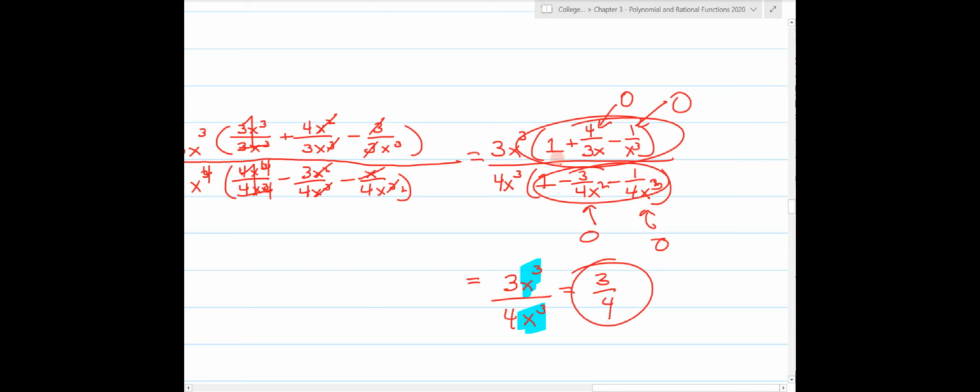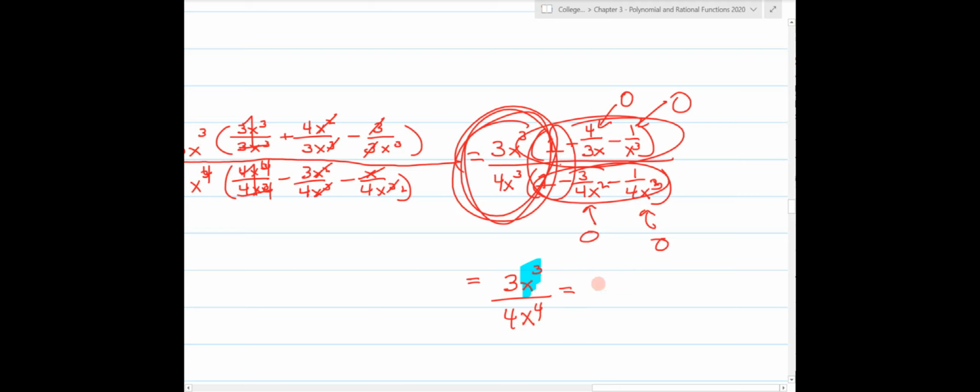Do they still go to 0? These still go to 0. This still goes to 1. So I'm still only looking at my leading degrees or my leading terms, right? But now my leading terms are 3x to the third over 4x to the fourth. Do the x to the thirds and the x to the fourths cancel to some degree? Does it leave me that right there?